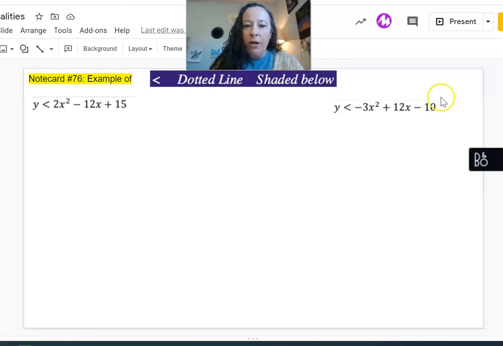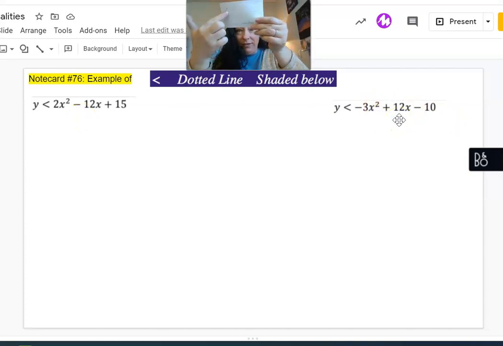Now on your note card, we're going to have two graphs, one to go with this and one to go with this. Yes, they both have a less than. But this one opens up and this one opens down, and I want you to get used to the feel of that. So if you want to do this example on the front of note card 76 and this one on the back, great. If you want to just take your note card and do one on the left side and one on the right side, that's fine too. But I need both of these on this note card.